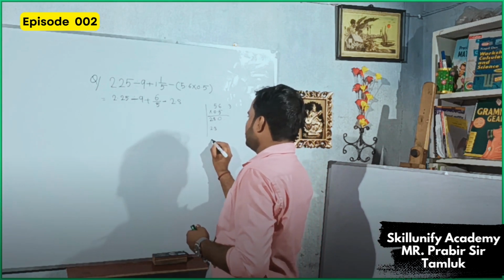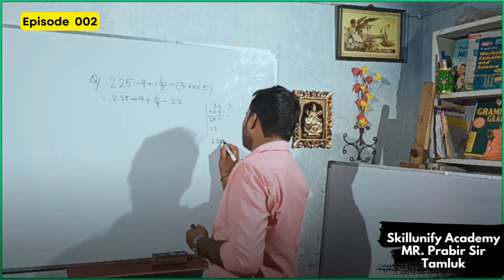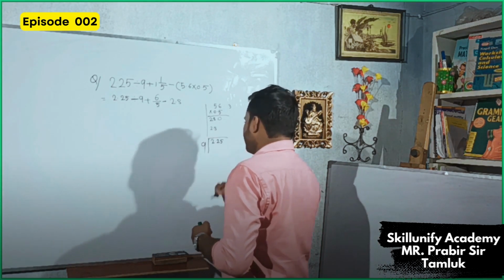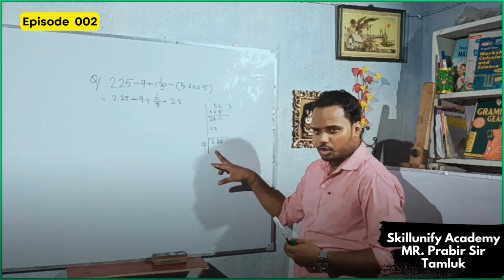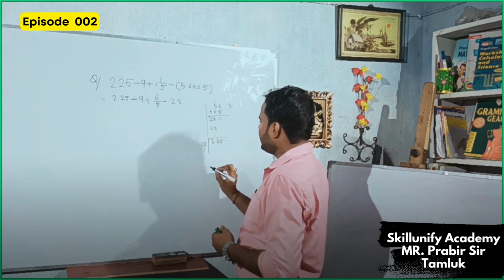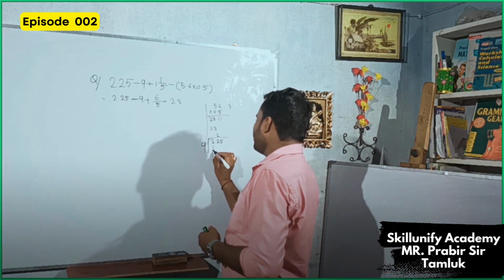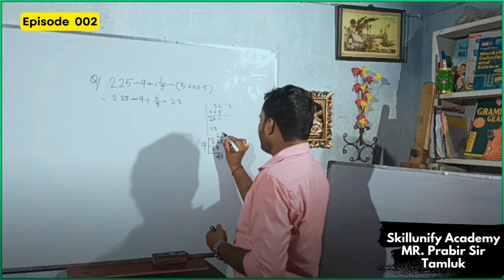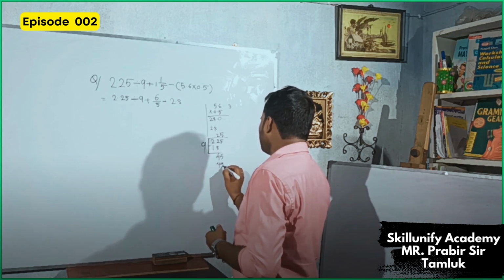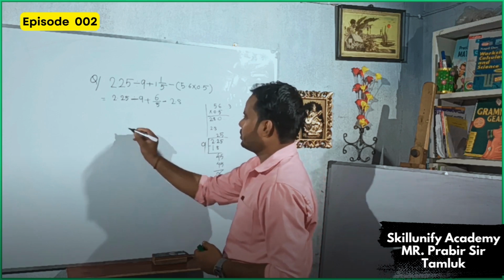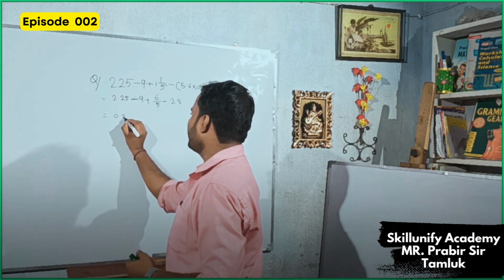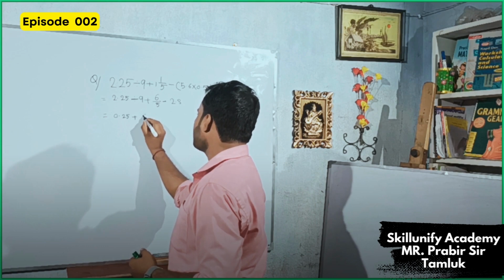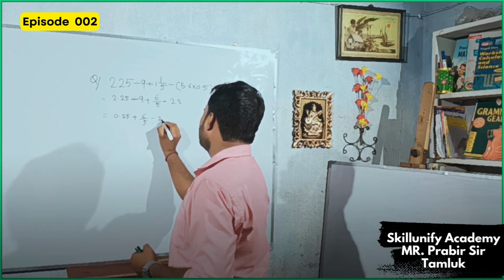So 2.25 division 9. But if I solve that, it is not possible. So first of all I can use the point. So 9 2s are 18 and 4, 5, 9 5s are 45. 0.25. So I can write 0.25 plus 6 by 5 minus 2.8.